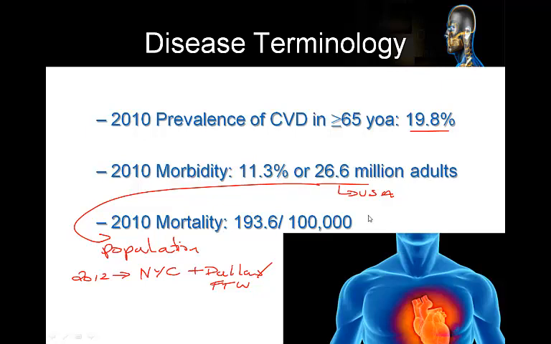If we look at the mortality rate of the disease, in 2010 cardiovascular disease led to death in 193.6 people in a population of 100,000. So that's the application of our terms morbidity, mortality, and our prevalence rate.